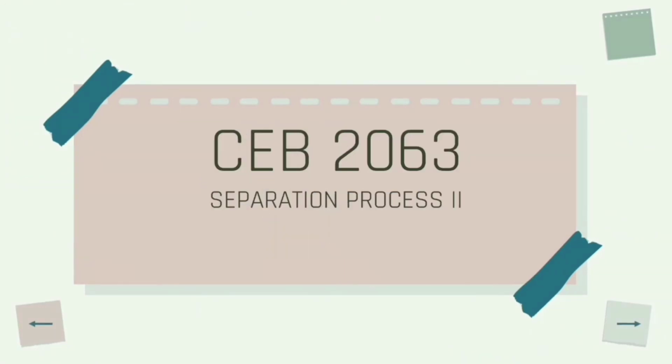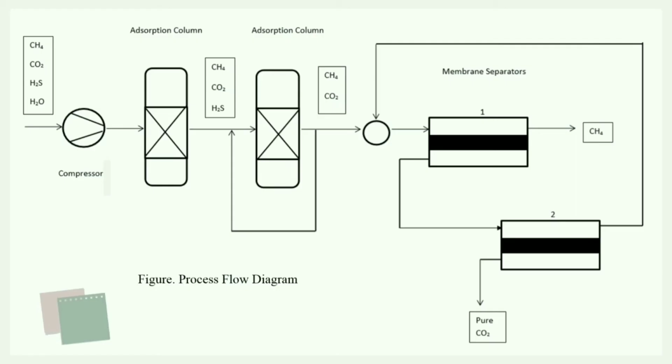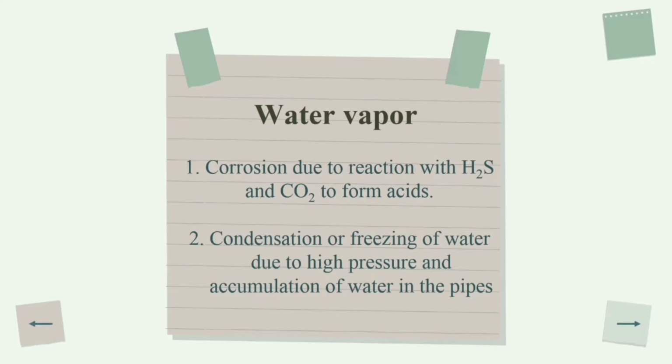For separation process 2, we are going to eliminate water vapor, H2S and CO2. Water vapor is crucial to be removed first, as it can cause corrosion due to the reaction with hydrogen sulfide and CO2 to form acid. Besides, condensation or freezing of water due to high pressure and accumulation of water in the pipes may occur. Thus, it will negatively affect the performance of every separation unit.